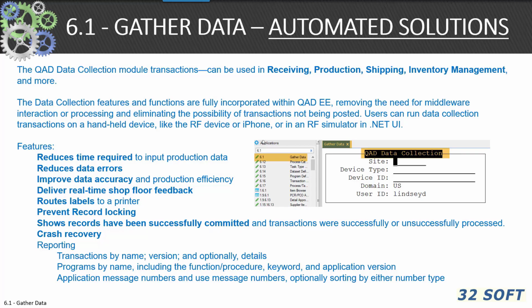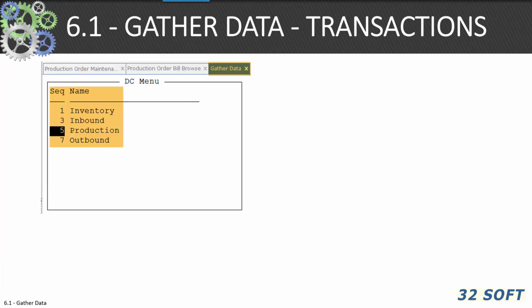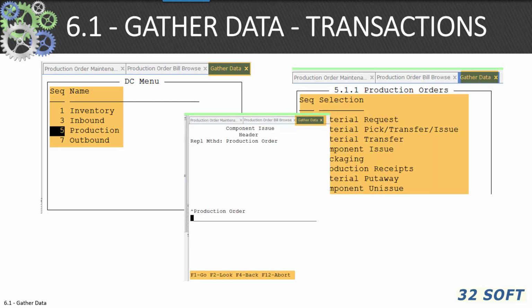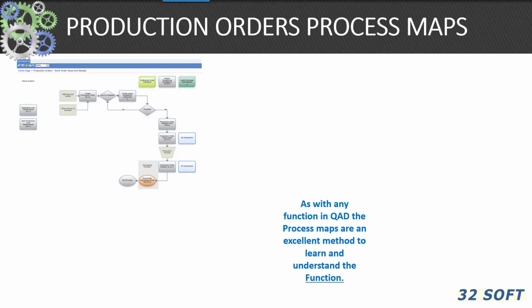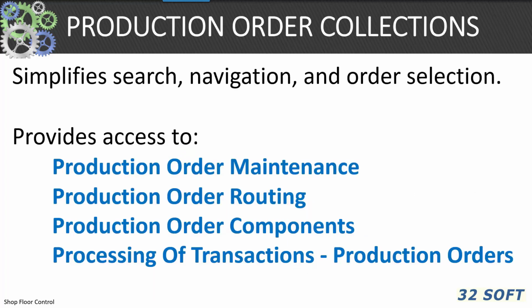As we've said, if you're not doing barcoding, you have to do barcoding. Just a couple of examples, there are 30 transactions that are built into the gather data automated solutions, and it's real easy. The screens are click, click, click. It's that simple. Production guys, warehouse, they love this new functionality. As with any function in QAD, the process maps are an excellent method to learn and understand any new function. I highly recommend you do that.